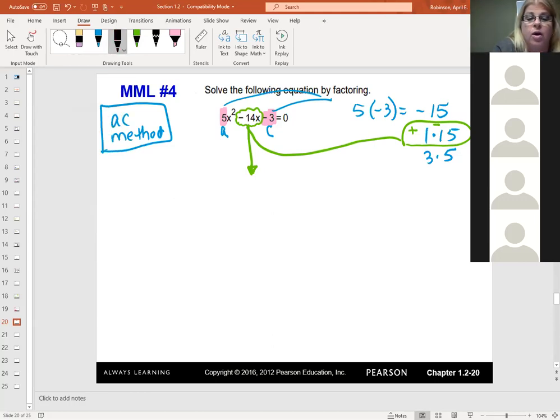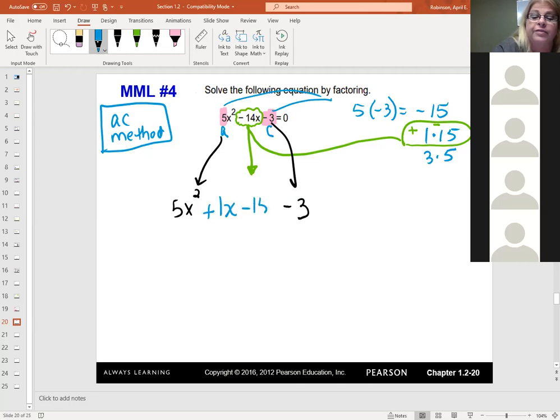Okay, so I'm still gonna have the 5x squared first, and I'm still gonna have the -3 last. However, I'm going to replace the middle term of -14x with a +1x and a -15x. I literally take out -14x and put back +1x -15x. Because if you remember FOILing, when you're done with first, outside, inside, last, if outsides and insides are like terms, you combine them and get a middle term. So this is like putting them back.